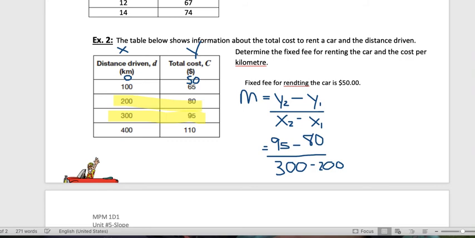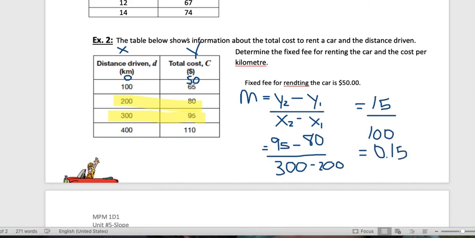So if you solve this, cost per kilometer, 95 minus 80, I'll write it up here, is 15. 300 minus 200 is 100. And if you divide 15 by 100, you are going to get 0.15, 15 cents.